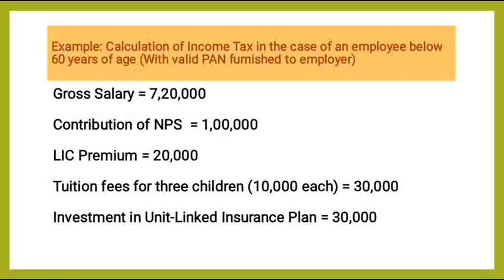For example, calculation of income tax in the case of an employee below 60 years of age with a valid PAN furnished to employer. Let's assume that the gross salary of the employee is 7,20,000. He contributes towards NPS at 1 lakh rupees per year and his premium towards LIC is rupees 20,000. The tuition fees for 3 children, 10,000 rupees each, equals rupees 30,000. Investment in ULIP, rupees 30,000.